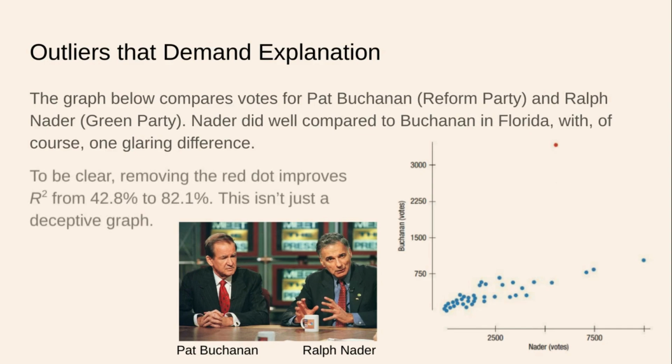Here's why. To be clear, removing the red dot improves R squared from 42.8% to 82.1%. R squared is my variation accounted for by the regression line. It's the proportion of explained to total variation. The higher R squared, the better the regression line is at explaining a trend in the data. We're going from under 50% to way over 50% by moving 1 point. That is an outlier, all right?